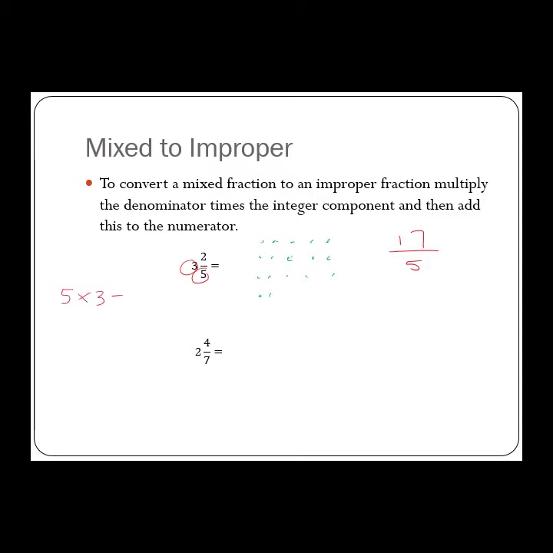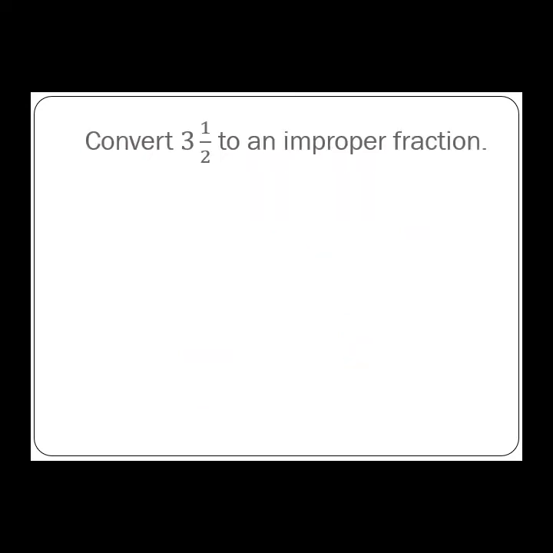If I don't want to write out a visual, I like to do this times this, 5 times the whole number says I have 15 just from the whole number, plus 2 that remains, and that's where the 17 comes from. So I'll do the arithmetic here. I got 7 times 2, 14 that come from the whole sets, plus the 4 remaining. So I have 18/7. Let's do 3 and 1/2. 3 times 2, I have the whole number part, plus 1 left over, so 7/2.